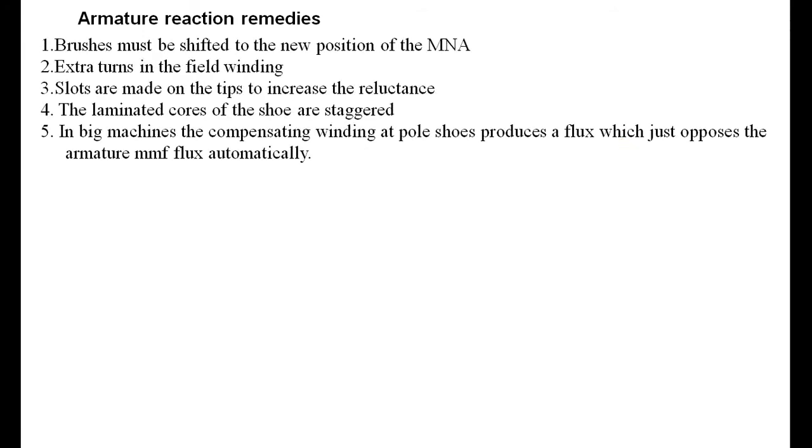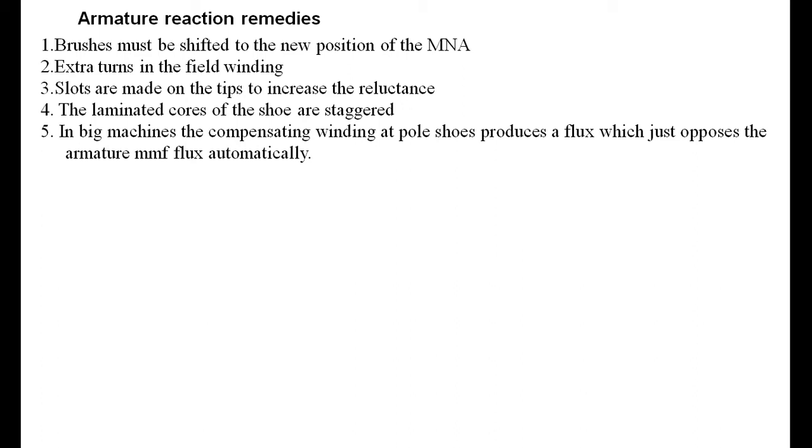The armature reaction remedies: the brushes must be shifted to the new position of the MNA, so that when there is armature reaction and the MNA shifts, the brush axis is shifted along the MNA. Then the most popular method incorporated in machines is extra turns in the field winding, which makes it very easy to compensate the demagnetizing ampere turns.